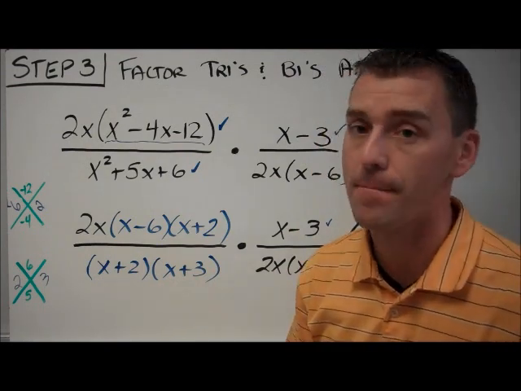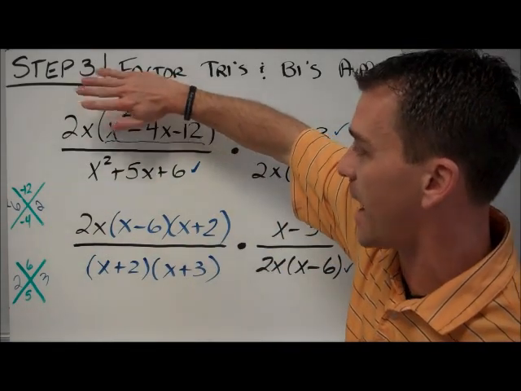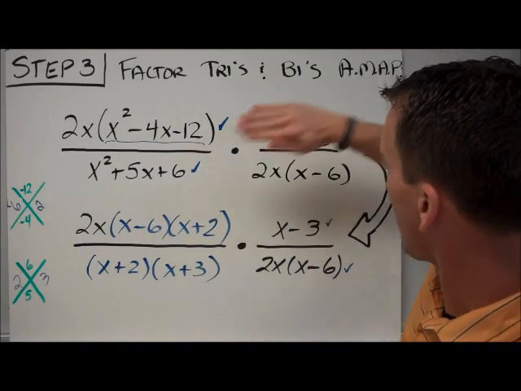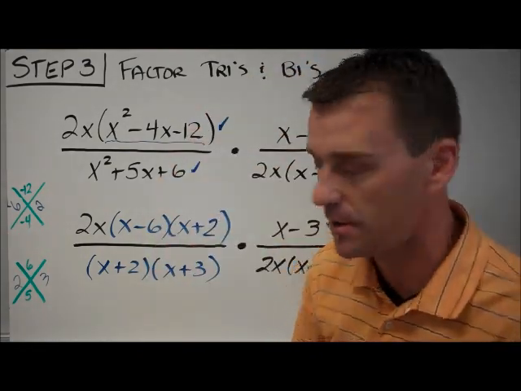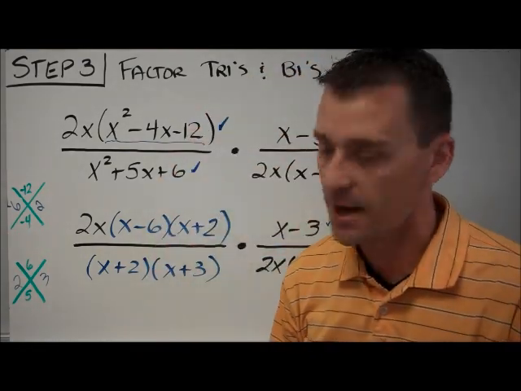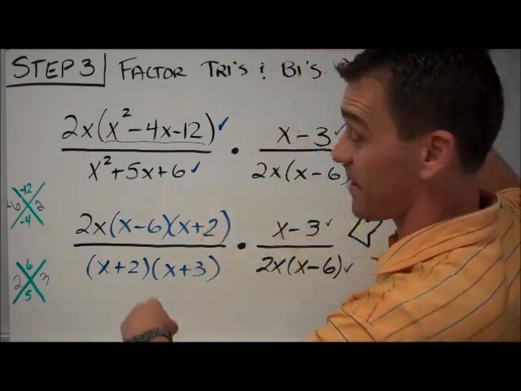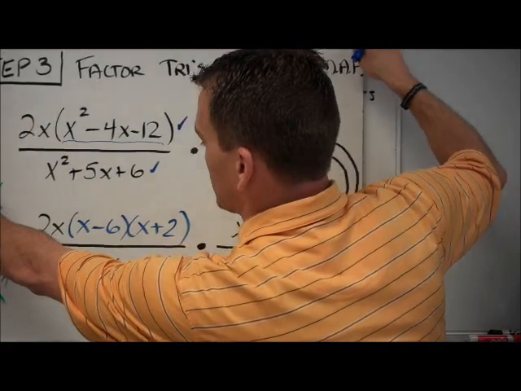Again, you have to compartmentalize it. Look at the top left. Anything you can factor, do it. Bottom left. Anything you can factor, do it. Top right, anything you can factor, do it. Bottom right, you got it. Anything you can factor, do it. So that's step 3. Roll on. We're getting there. This is awesome. I love it. Step 4.